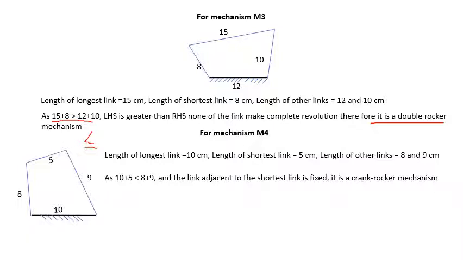Now coming to the last mechanism, M4. Here also the longest link is 10 and the shortest is 5.